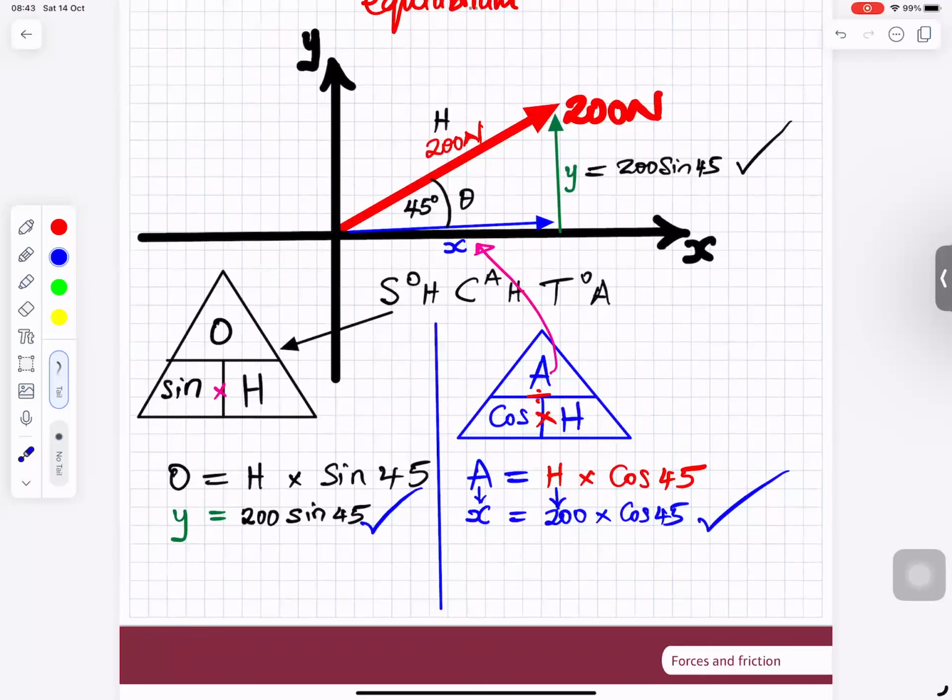Just remember these two. We always use sine and cos. They hardly use tangent. Just to help you so that you don't get doubt. They hardly use tangent. Sine and cos to resolve it into two forces. Does that make sense?